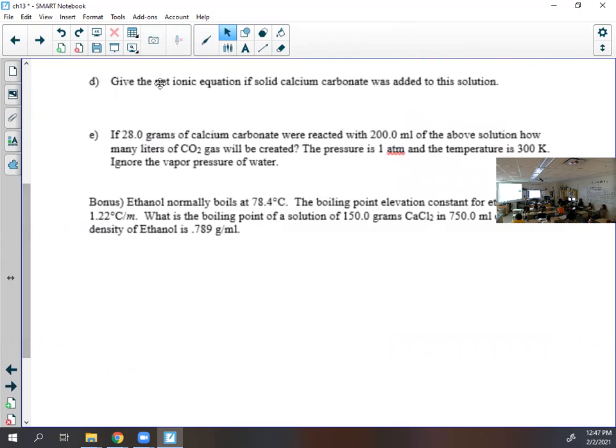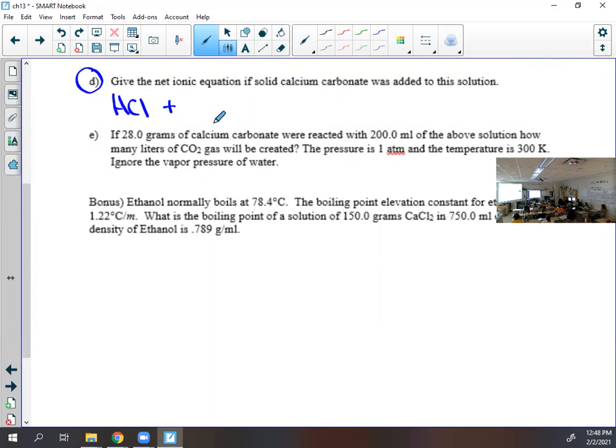Okay, here's where this gets trickier. Not trickier, but it incorporates other chapters. Give the net ionic equation if solid calcium carbonate was added to this solution. Could you do that? Well, what's the solution? It's hydrochloric acid. Do I care about the water? No, it's in a solution. So what am I putting in it?